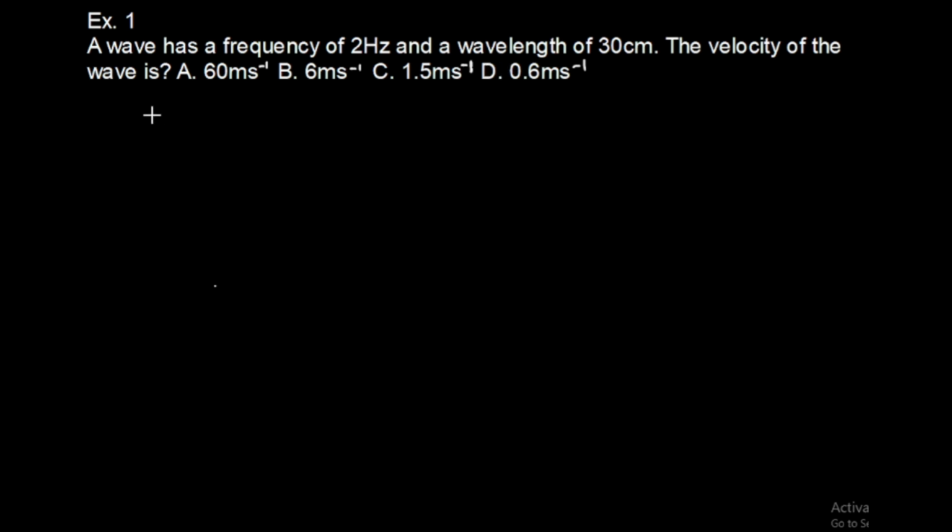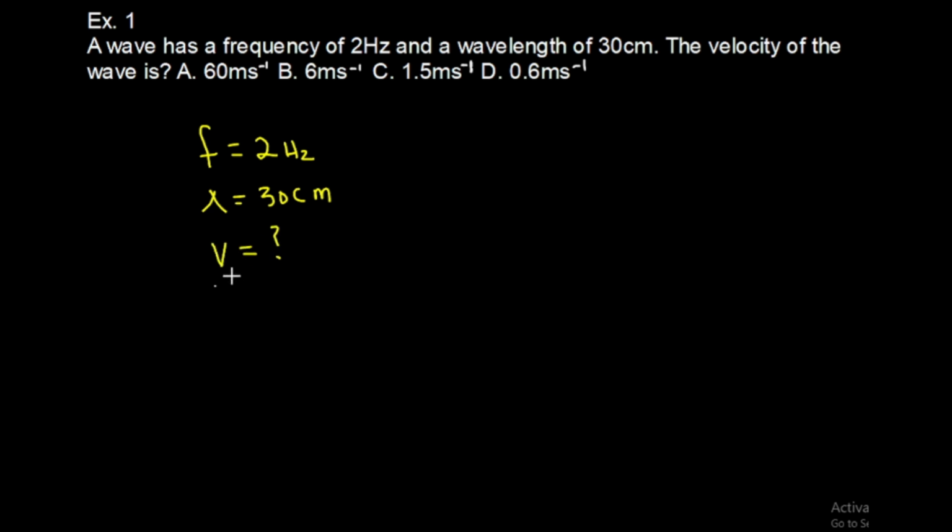I usually tell my students, whenever you're confronted with a calculation question in physics, the best way to solve it is to bring out all the parameters you're given and then look out for the formula that will perfectly suit that question. So let's bring out what we're given. Frequency is equal to 2 hertz, and wavelength lambda equals 30 cm. They say the velocity of the wave is, so we are looking for v.